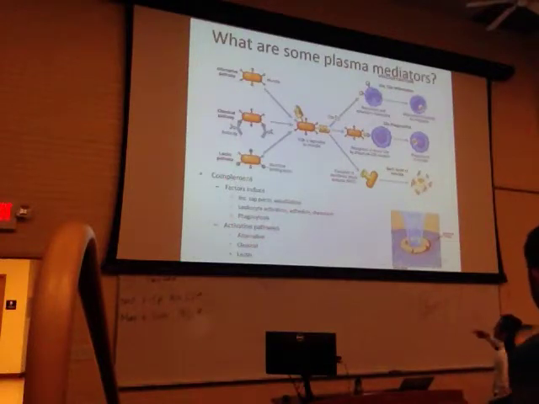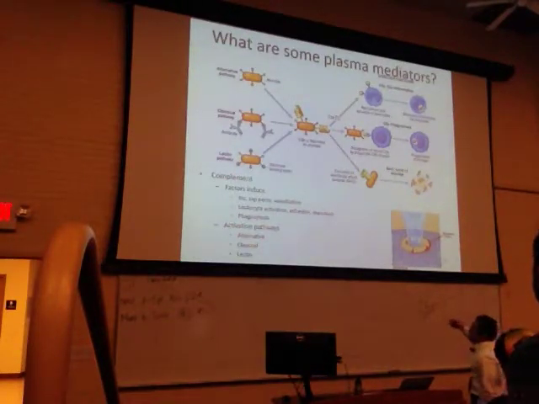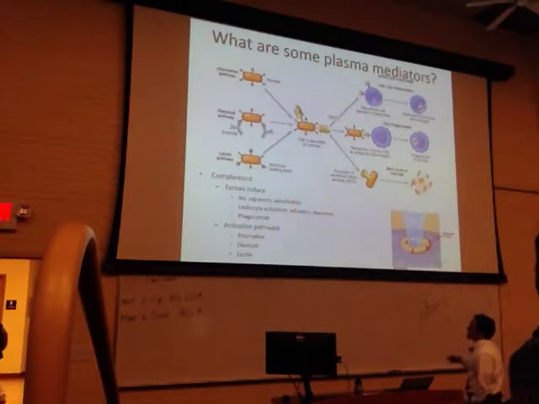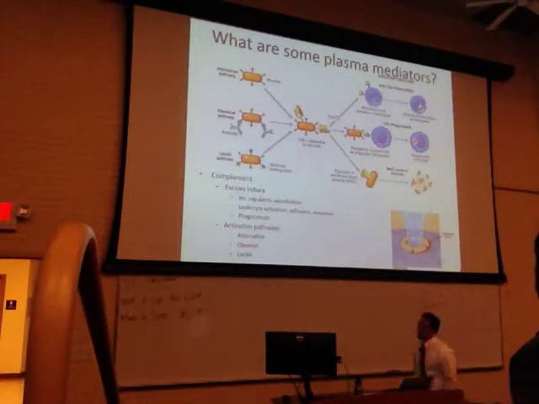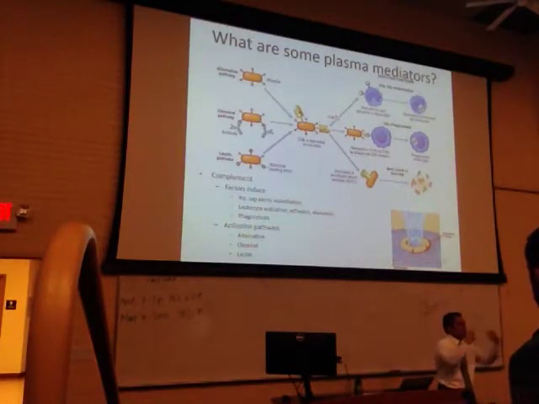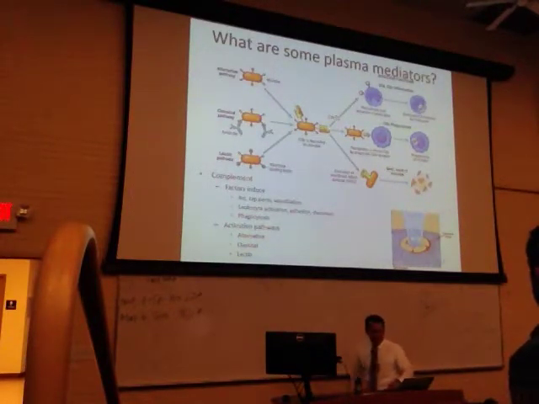Family of complement. So they cause an increase of capillary permeability and vasodilation. They help to recruit and activate leukocytes, adhesion and chemotaxis, and they facilitate phagocytosis. So they're complementary proteins that facilitate inflammation. That's what they do.